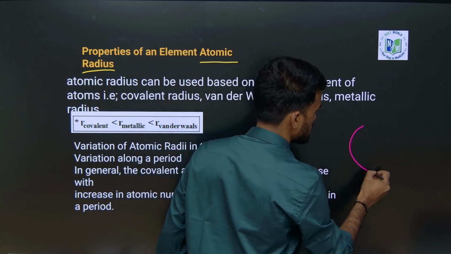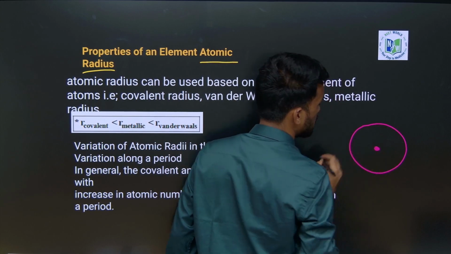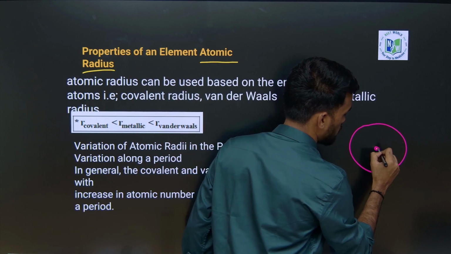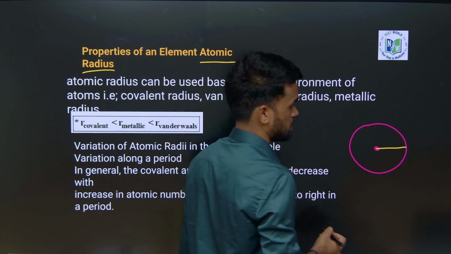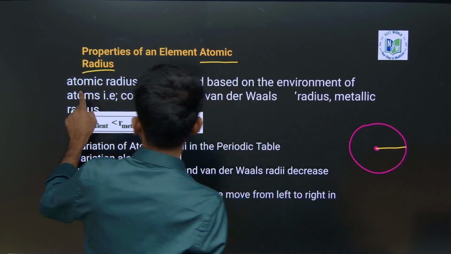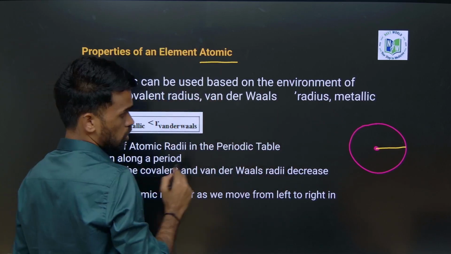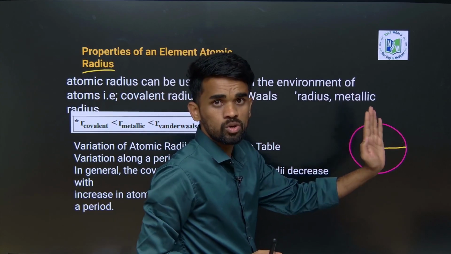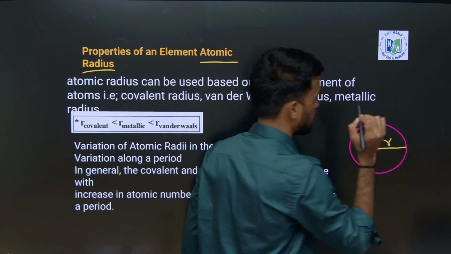Let us say this is an atom, and this is the center part of the atom, consider it as the nucleus. The distance from the nucleus to the outermost valency electron cloud is the radius, and it can be based on the environment of the atom. So how do we define this? The distance between the nucleus and the outermost valency shell of an atom is considered as atomic radius.